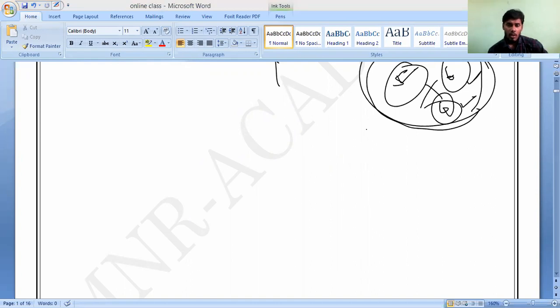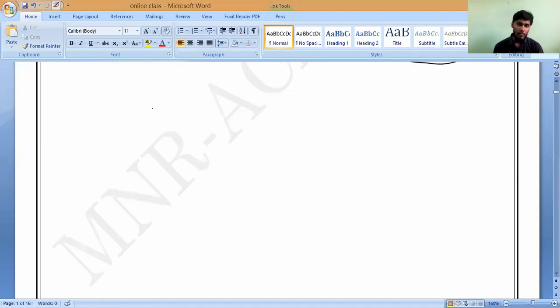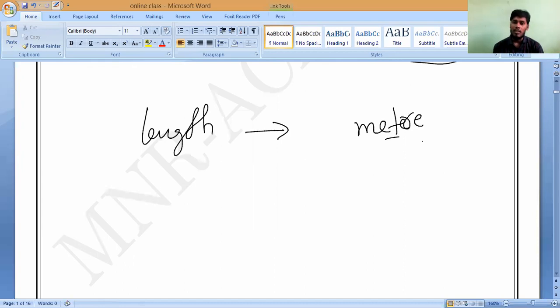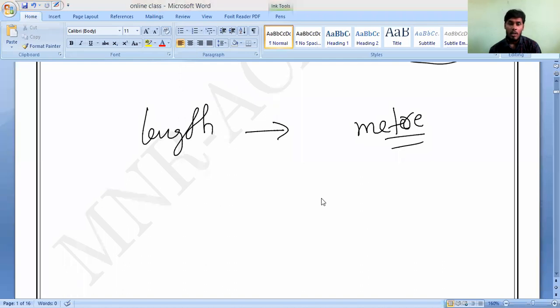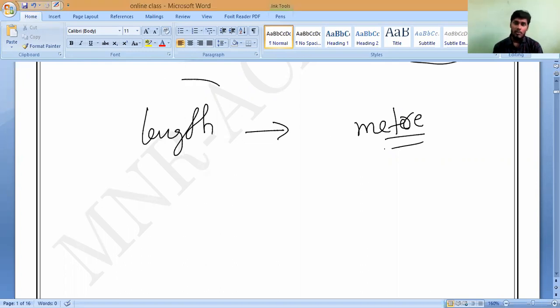Okay, now let us discuss. In the last class also we discussed that every measurement consists of a number as well as a unit. Is it yes or no? Length we used to measure with what? Meters. Correct or not? Please all of you mute yourselves, this disturbance is for everybody. So this length we measure with the help of meters.